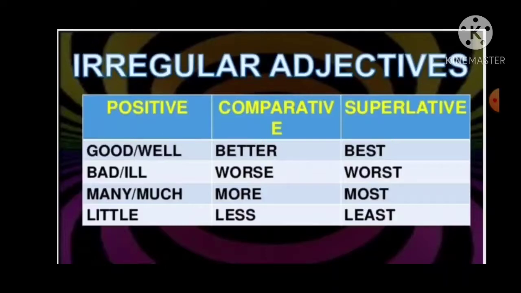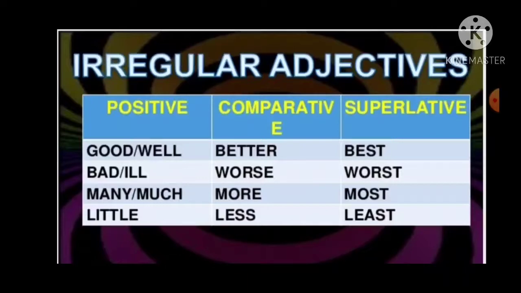Rules change from time to time. Adjectives may also be compared irregularly. That means we do not add er and est to the positive degree, or more or most or less or least, to form the respective comparative and superlative degrees. We entirely form a new word, and that is what we call irregular adjectives, irregular comparison.